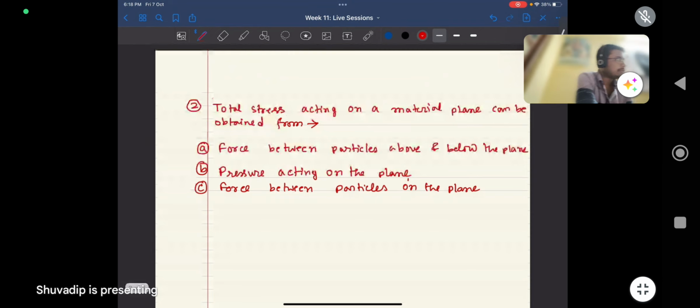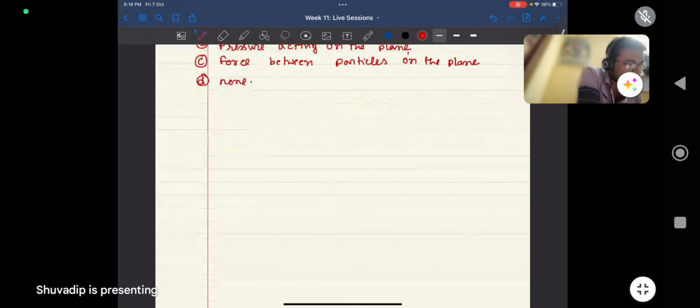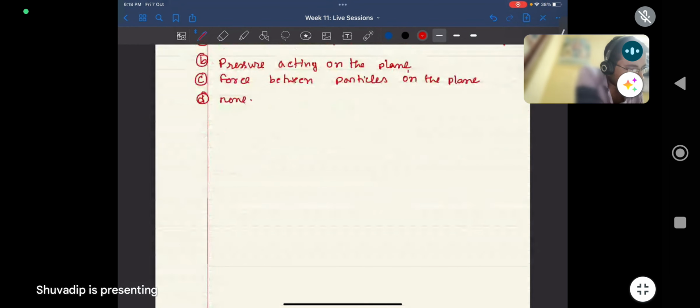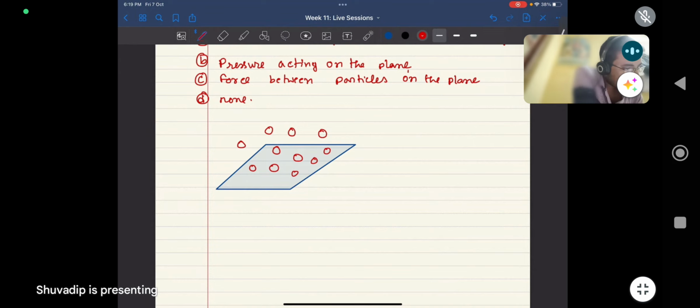Okay. Now, total stress we have defined this way. Suppose we have a plane like this. Then there will be particles above this plane, and there will be particles below this plane.